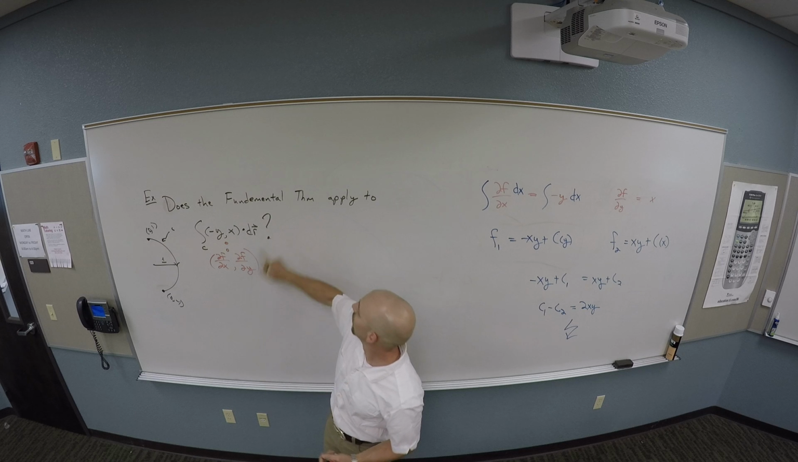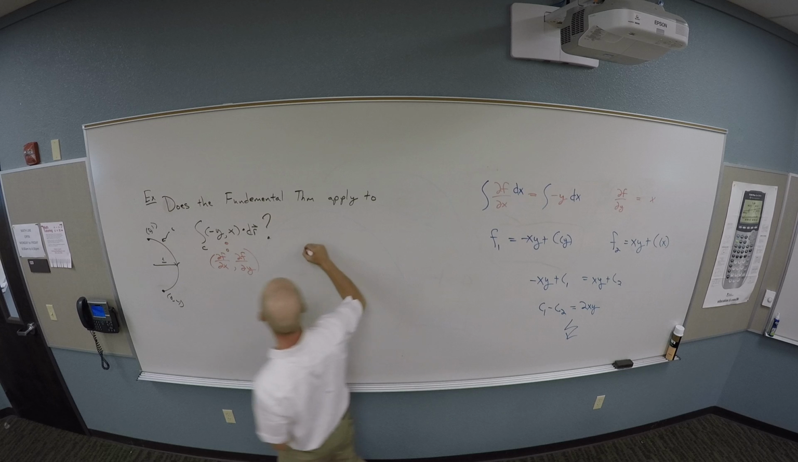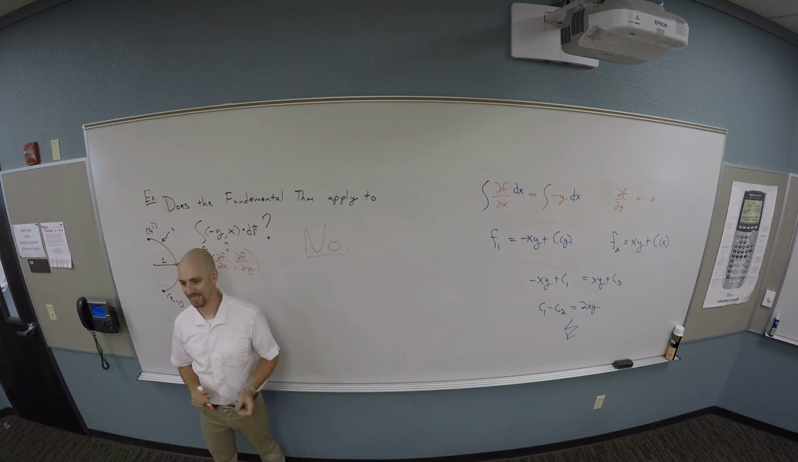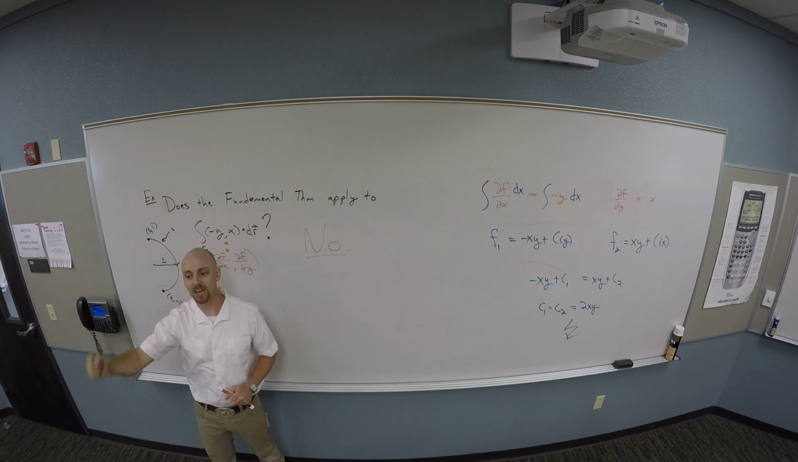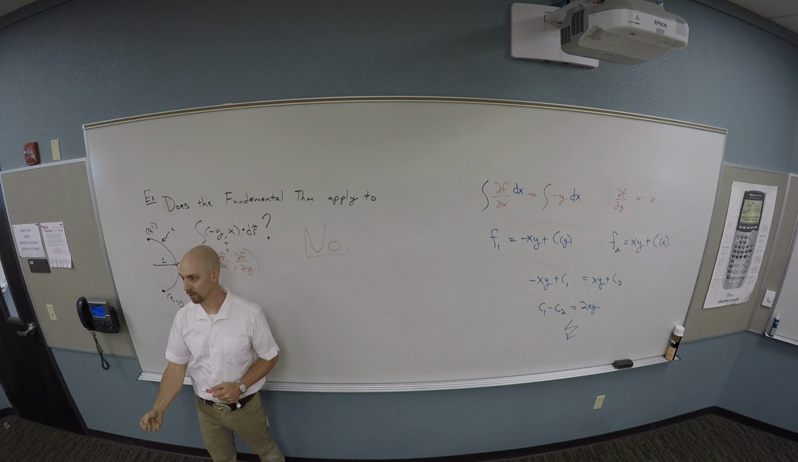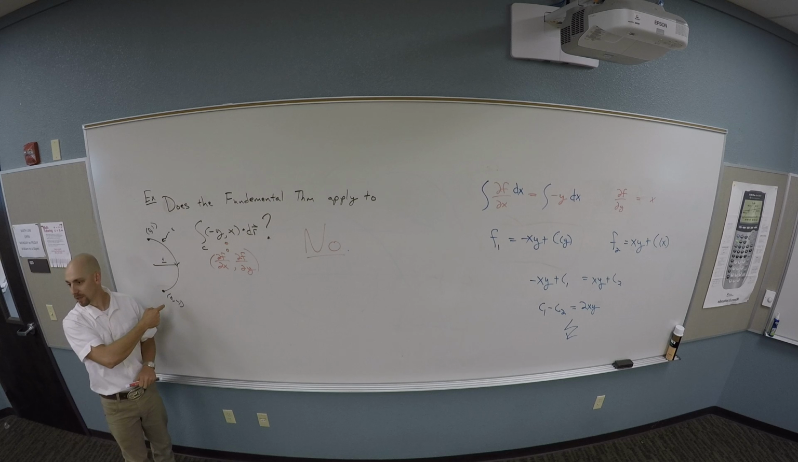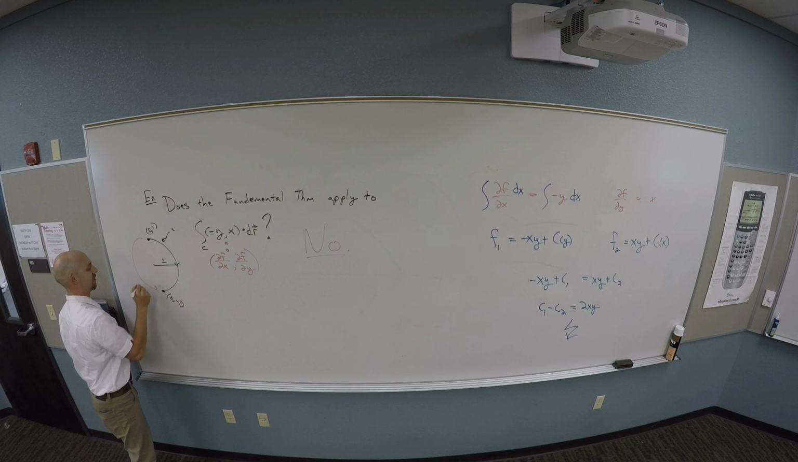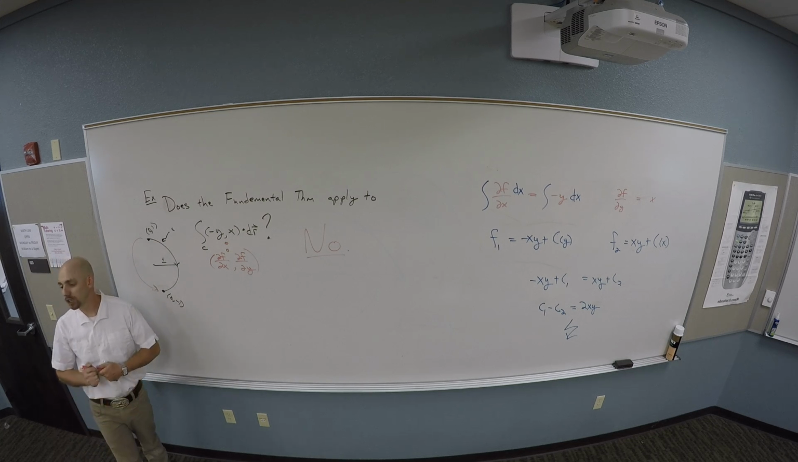So does the fundamental theorem apply to this thing? No, absolutely not. You cannot use it. What does this mean? You have to parameterize, and it's going to depend on which way you go. You guys see that? So before I did this half circle, if I did this other half circle, it would change. It could change at least.